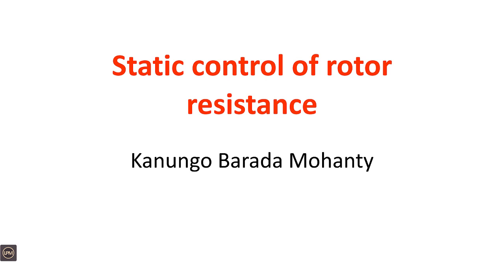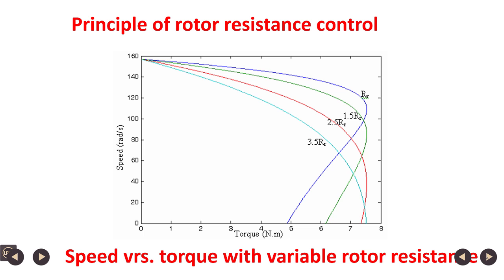Welcome. Now, we will discuss the second method of speed control, static control of rotor resistance. This method of rotor resistance control can be applied only in a slip ring induction motor or wound rotor induction motor. Obviously, in a squirrel cage induction motor, rotor resistance is fixed and cannot be varied. So, this method of speed control is applicable only to wound rotor induction motor. What is the principle? Let us see.